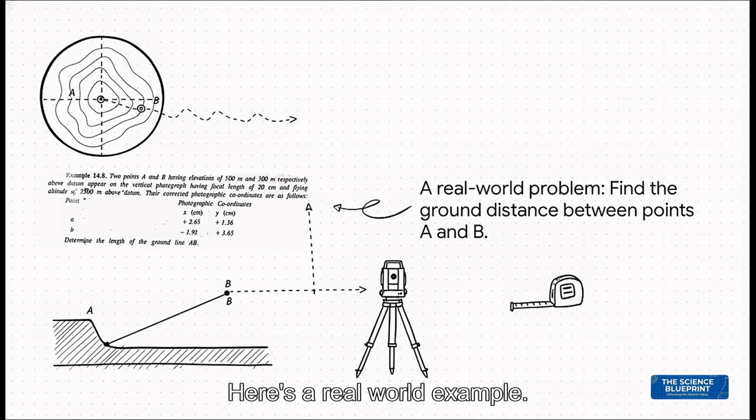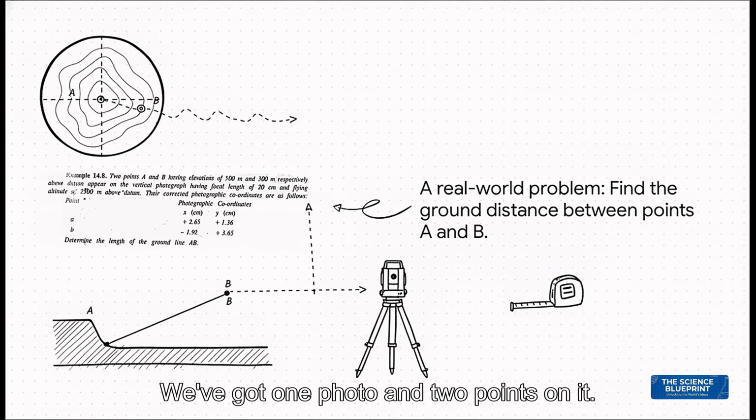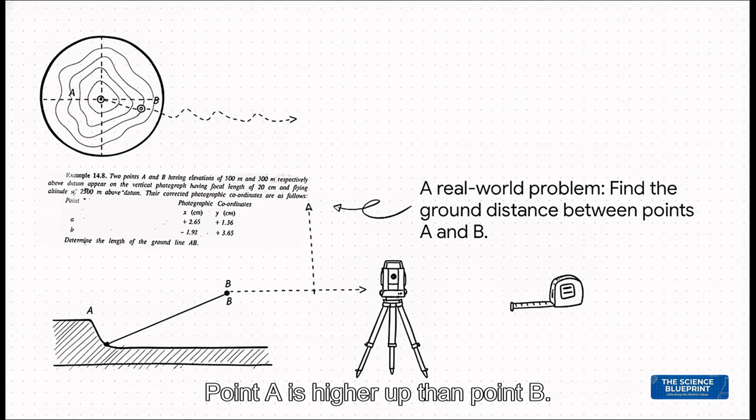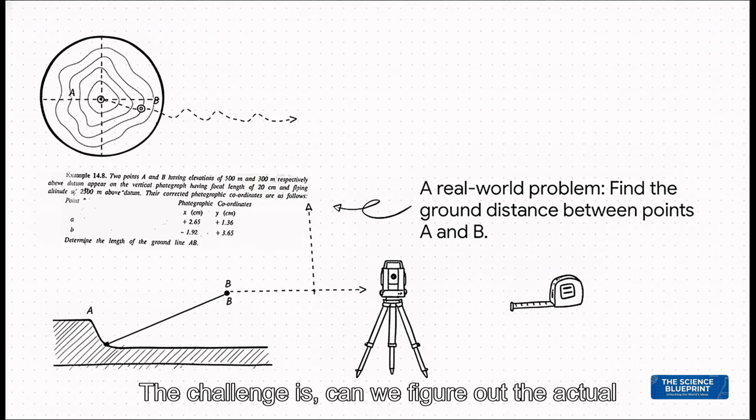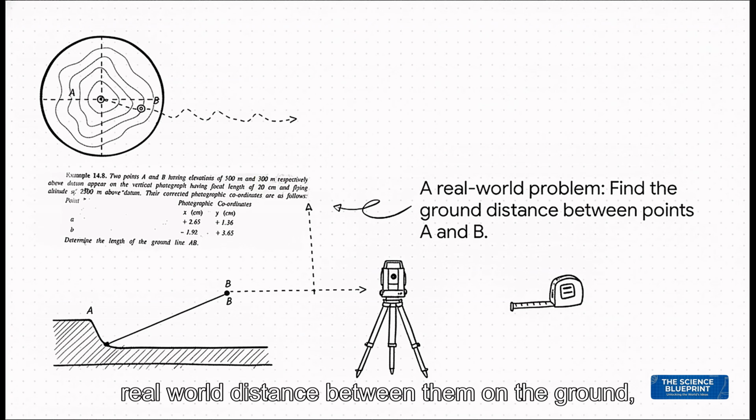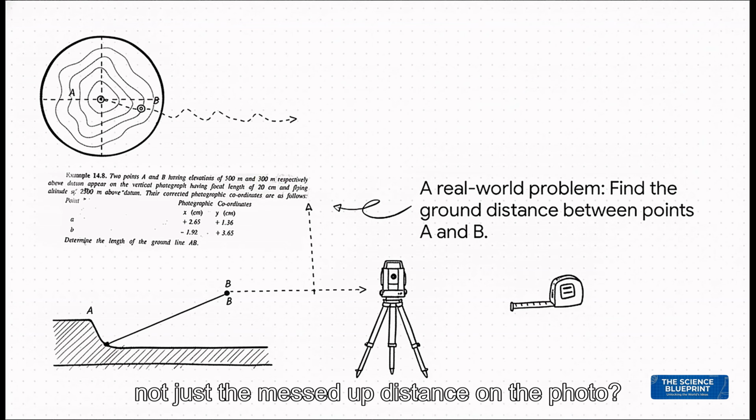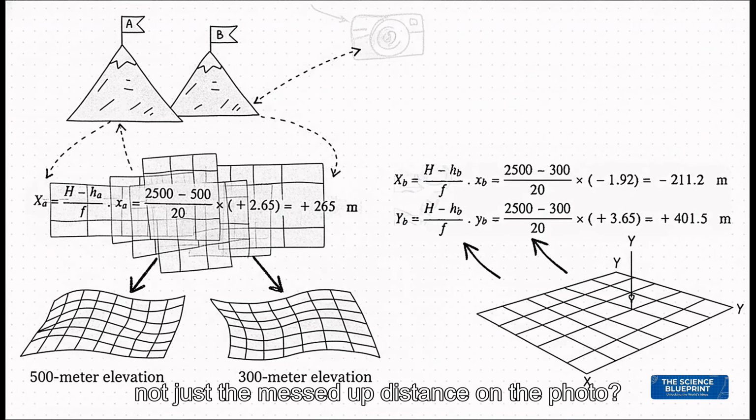Here's a real-world example. We've got one photo and 2 points on it, A and B. We already know their true elevations. Point A is higher up than point B. The challenge is, can we figure out the actual real-world distance between them on the ground, not just the messed-up distance on the photo? So here's the trick.